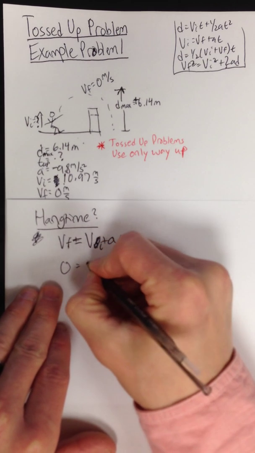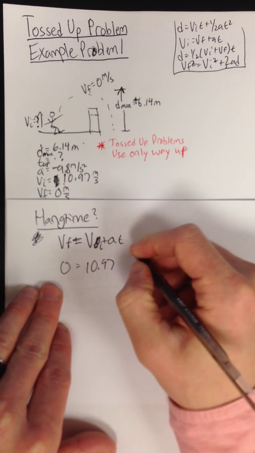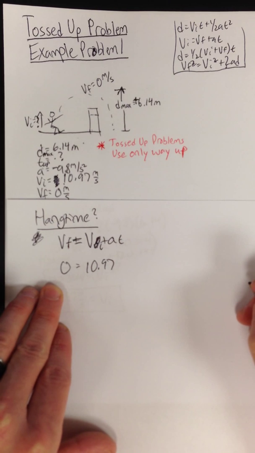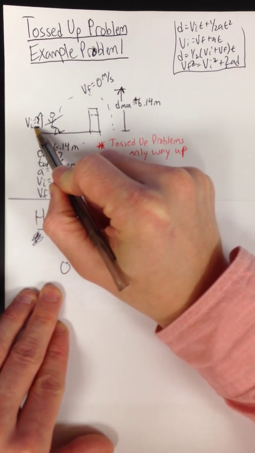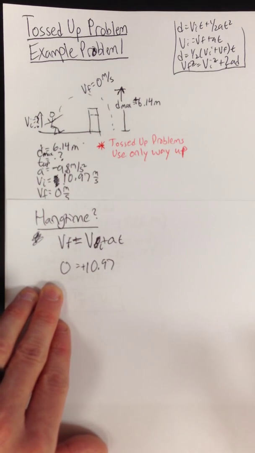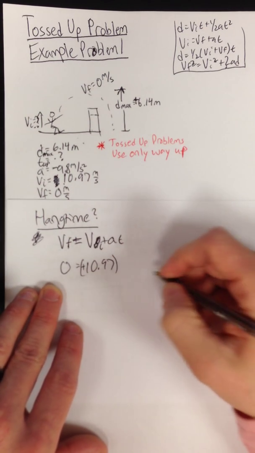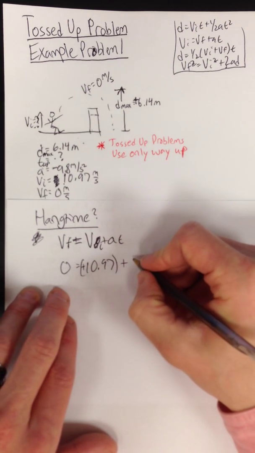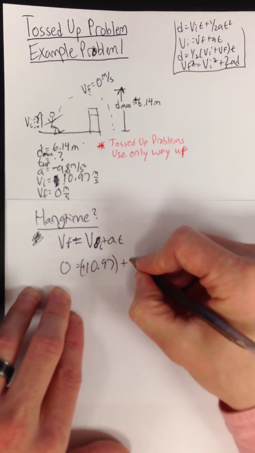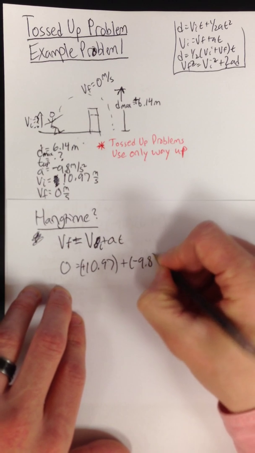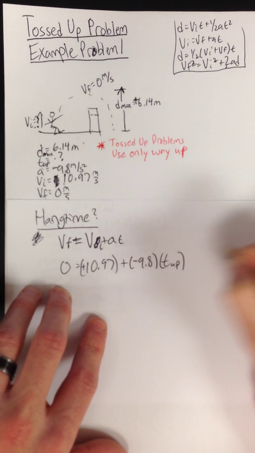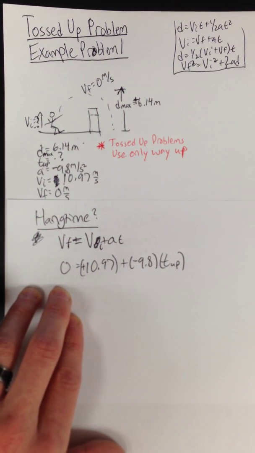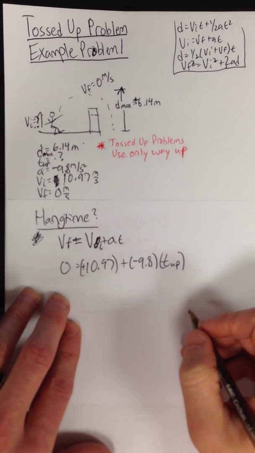So we could say 0 equals 10.97. Oh, is 10.97 a positive or negative? Well, our initial velocity is covered upwards when it's a tossed up problem. So that is a positive. Always ask that question: is it a positive or is it a negative when I'm plugging something in? If it's up, it's positive. If it's down, it's negative. Acceleration is negative 9.8. And you're solving for T up in that equation, always using the way up.